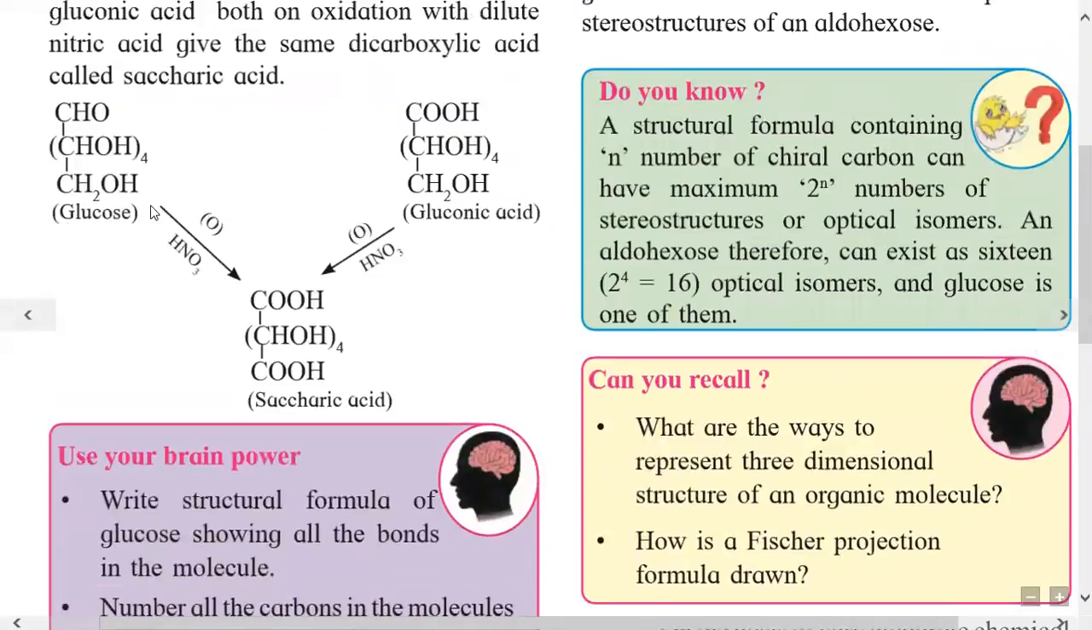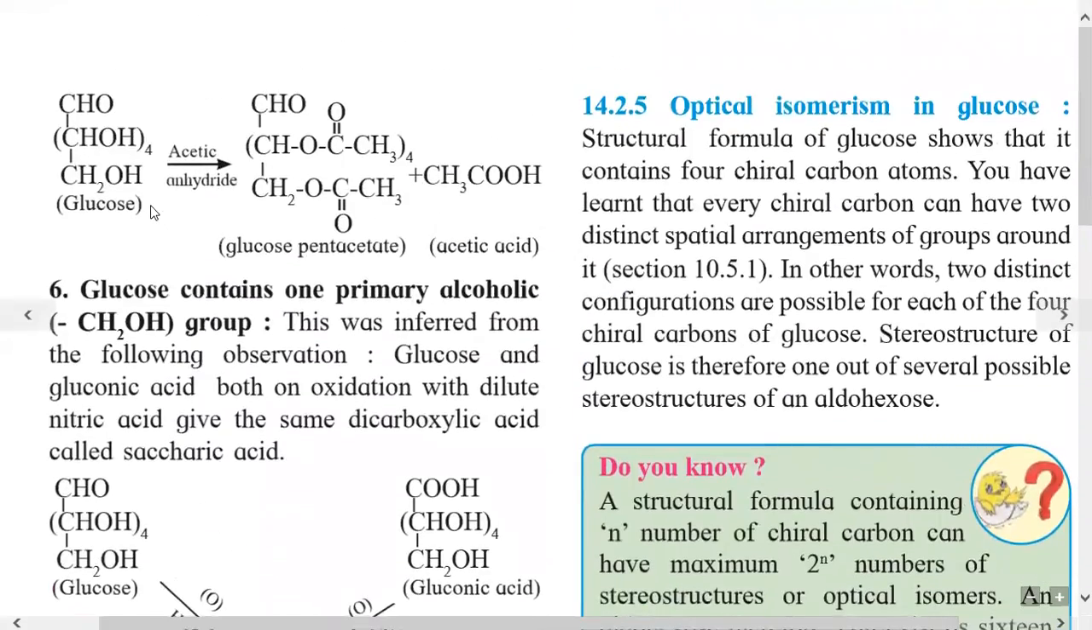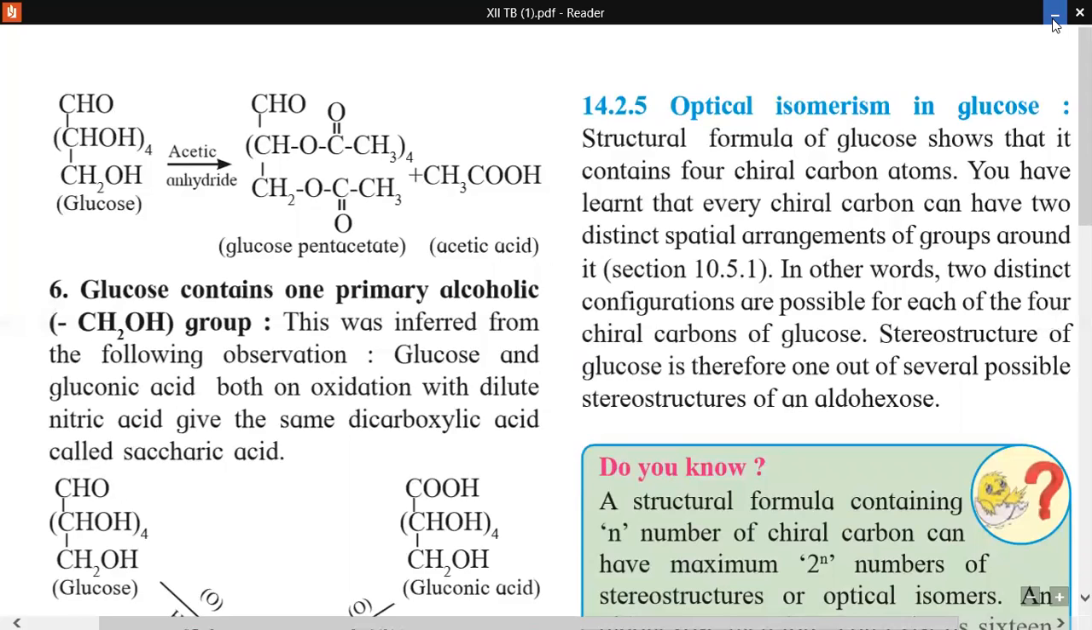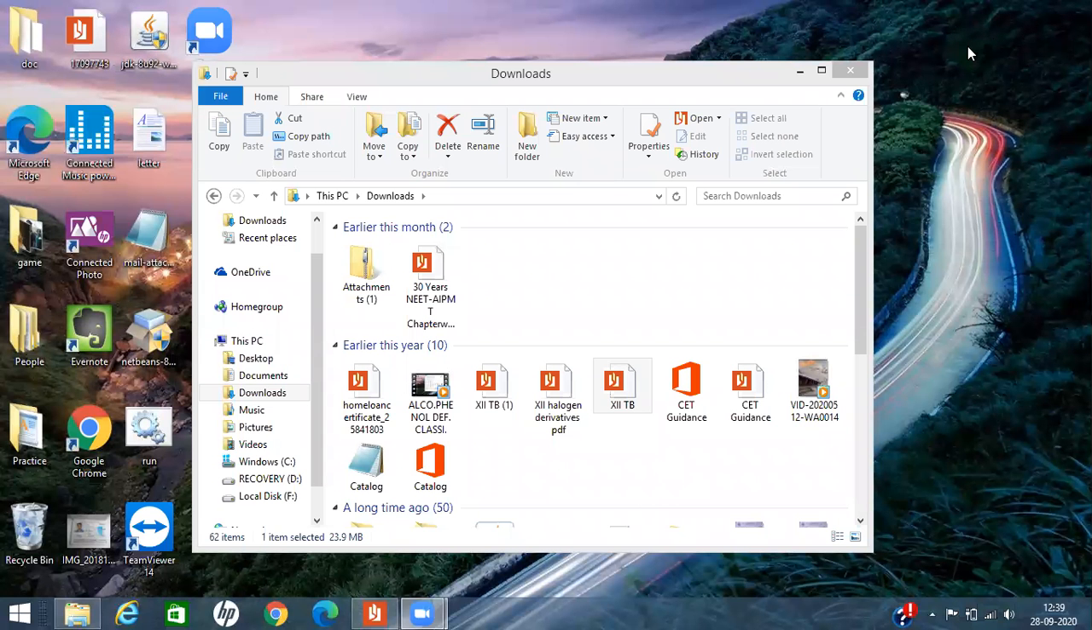So these 6 chemical properties explain the functional groups present in glucose. We studied that glucose contains one aldehyde functional group, 4 secondary alcoholic functional groups, and one primary alcoholic functional group. These are tested with these different reagents.